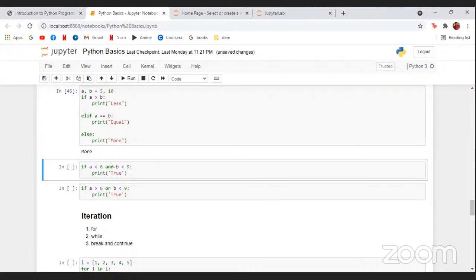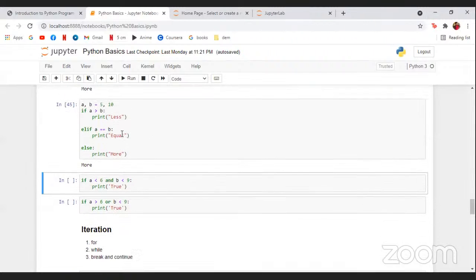So if either one of these was false, that means if A wasn't less than 6, it would automatically turn to false even if B was less than 9. But if you want to check one or the other, you'd use or. So if A greater than 6 or B less than 9, which means either A can be greater than 6 or B can be less than 9, or both of them can work. So in that case, you use an or.